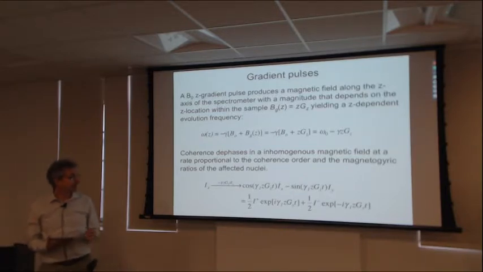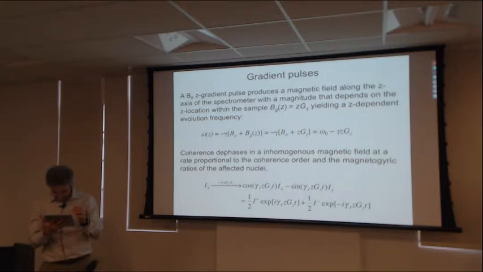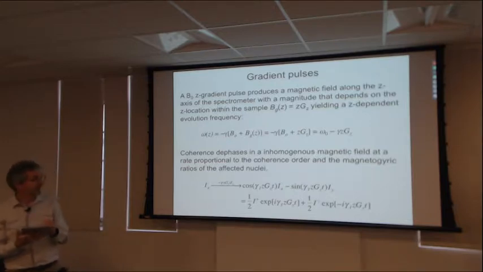So if we turned on a gradient, if we turn on this gradient and assume that we were on resonance, then here's what we predict. If we have X magnetization, we turn on the gradient for some time, and we'll get precession at whatever that frequency is.